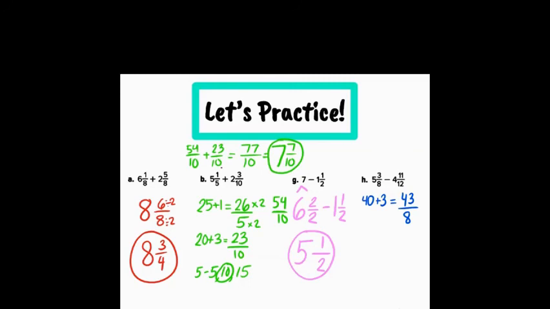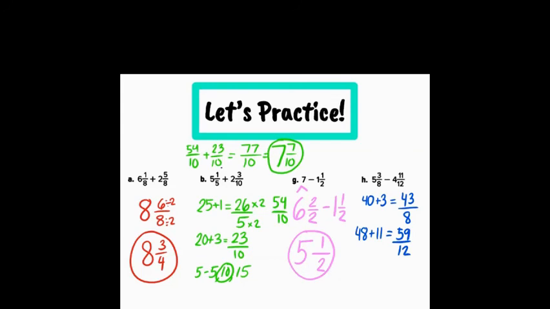Now we need to make 4 and 11/12 into an improper fraction. So multiply the denominator times your whole number. 12 times 4 equals 48. And then add the numerator. So add 11 to that. 48 plus 11 equals 59. Put that over your denominator, 12.